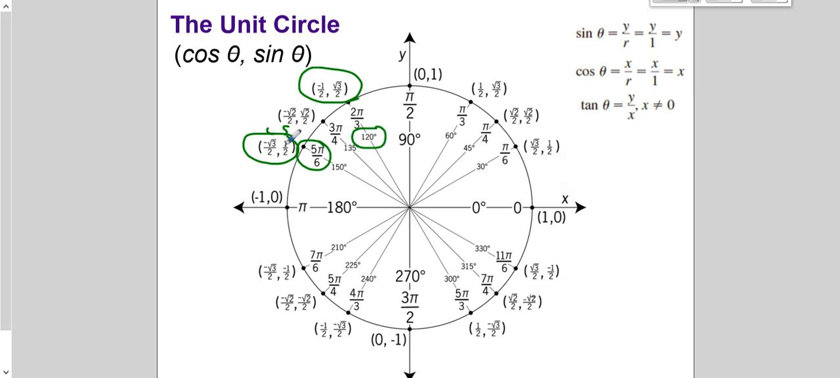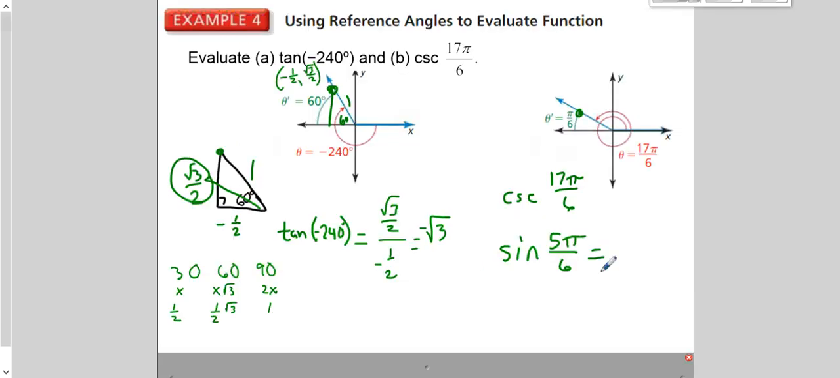Right here, cosine, sine. Sine is the y. So cosecant of 17 pi over 6 is the reciprocal of that. What's the reciprocal of 1/2? 2.